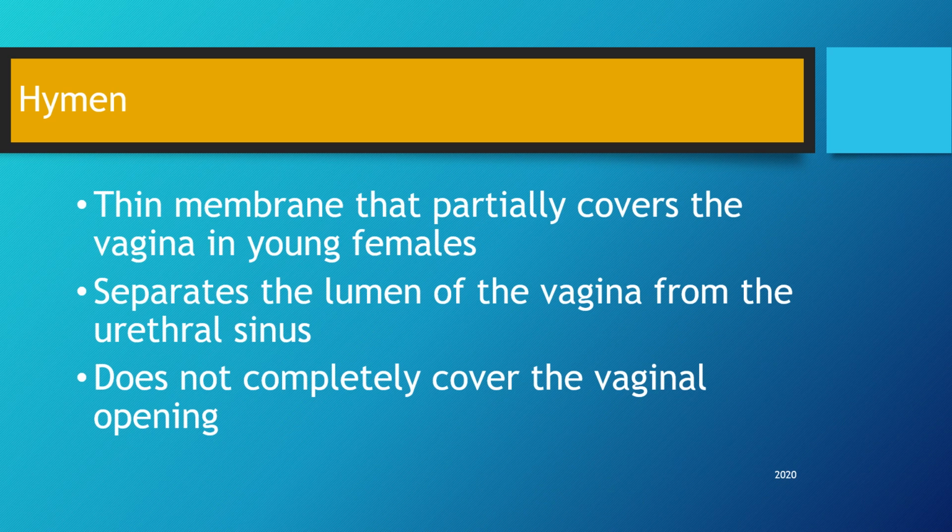The hymen is a thin folded membrane of connective tissue that separates the lumen of the vagina from the urethral sinus. Sometimes it may partially cover the vaginal orifice.